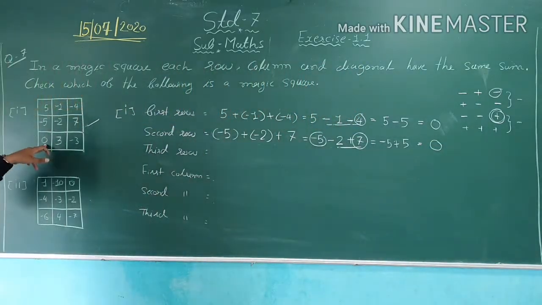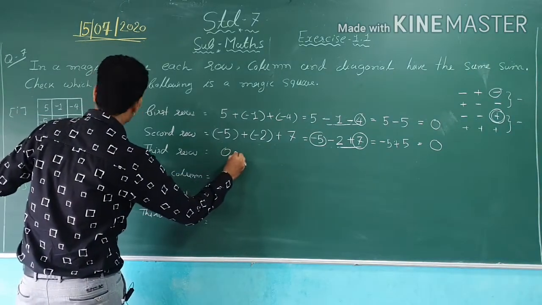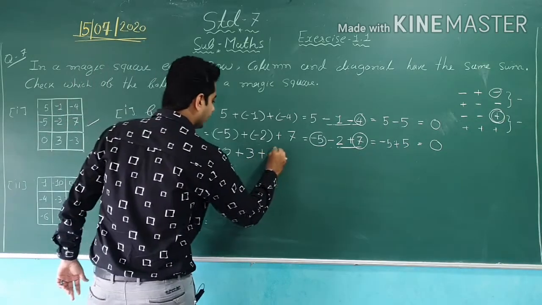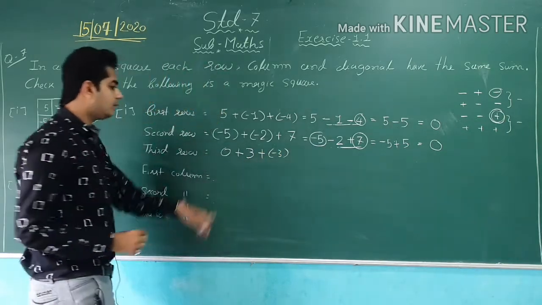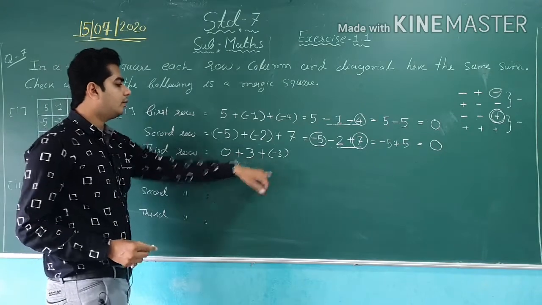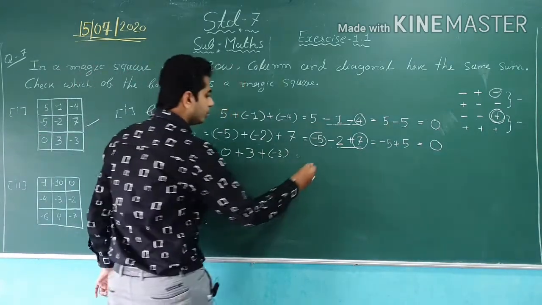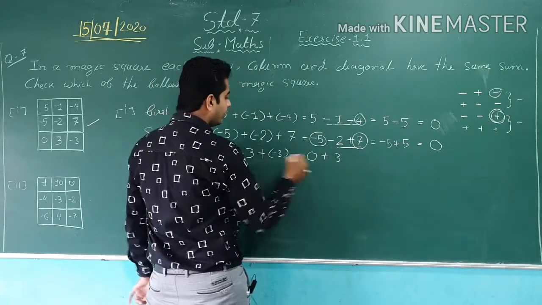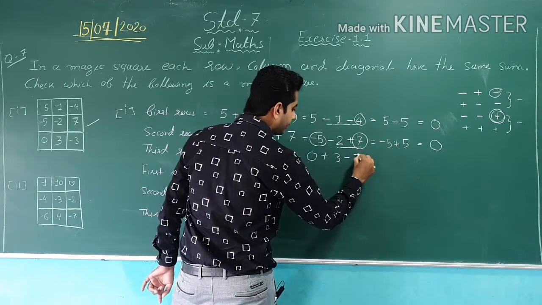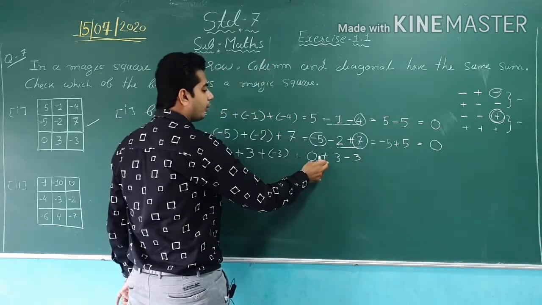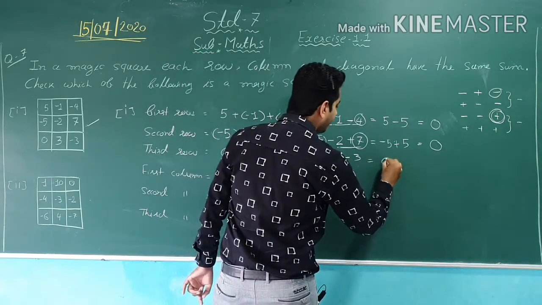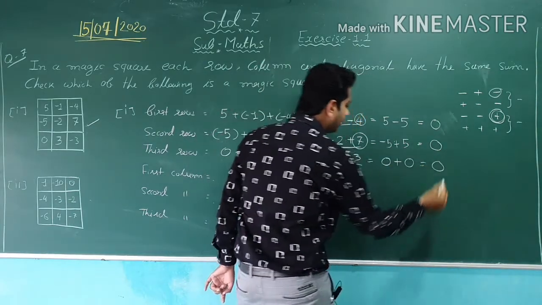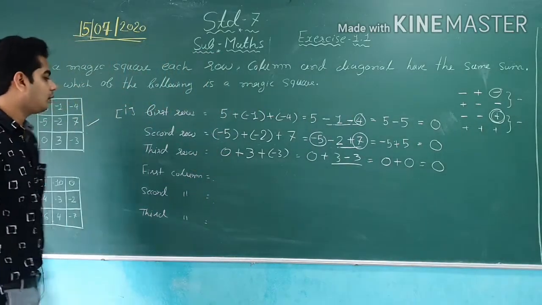Same as the third row. What does the third row say? 0 plus 3 plus in the bracket minus 3. See, 0 plus 3 is the same. Now open this bracket. So plus minus is minus. So that is minus 3. So now plus 3 minus 3 is what? 0. Here these two, it is also 0. So 0 plus 0 is also 0. So the third row is also 0.